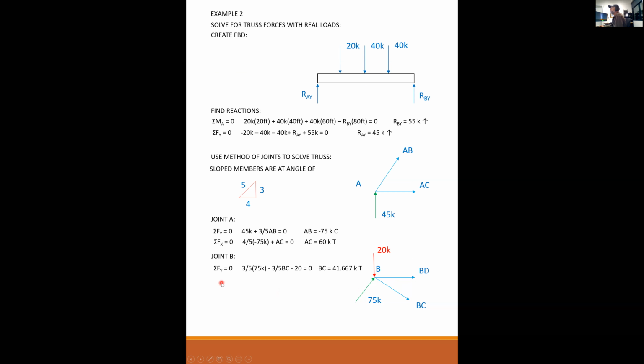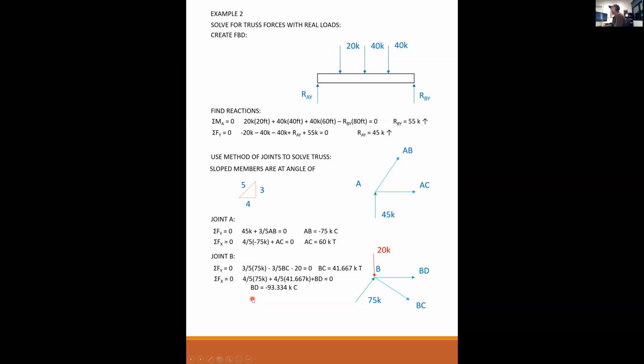So summing the forces in the vertical equal to 0. I have 3/5 of 75. It's pushing up, so it's positive. I have 3/5 of BC. It's pulling down, so it's negative. 20 kips is down. BC is 41.667 kips in tension.